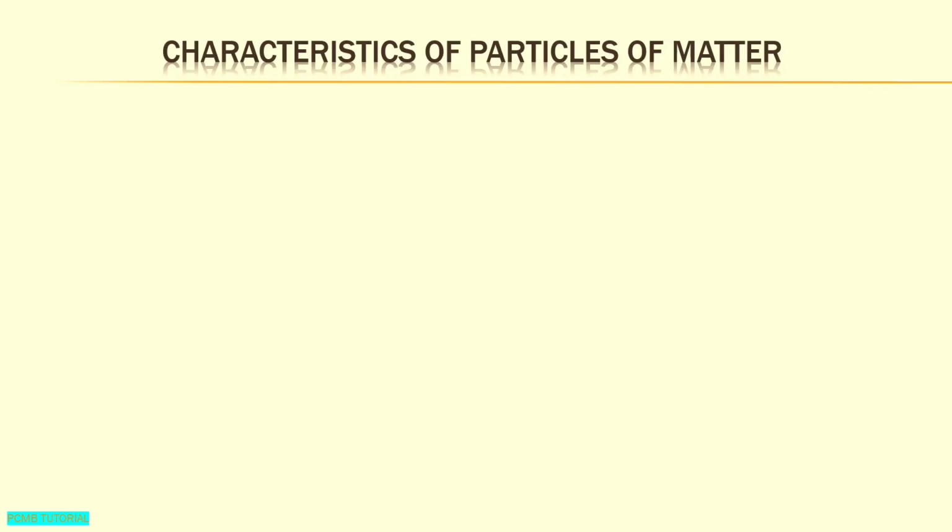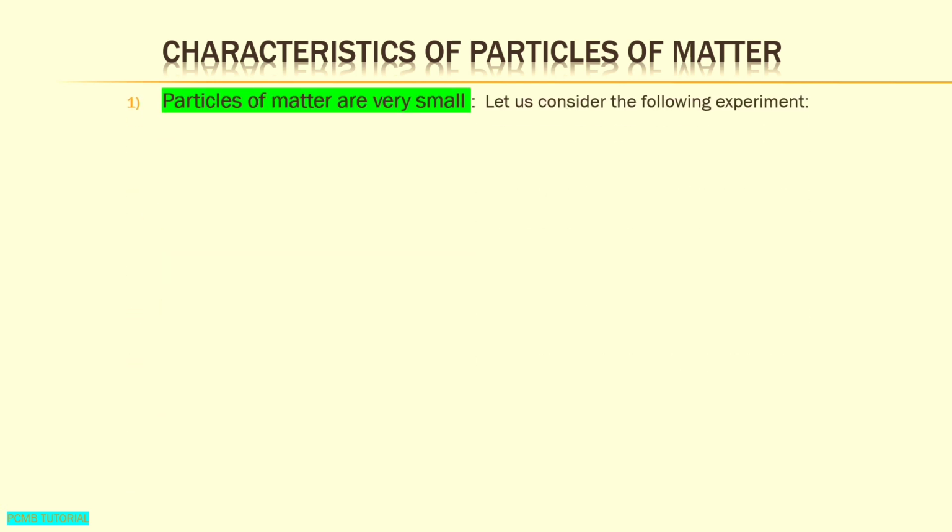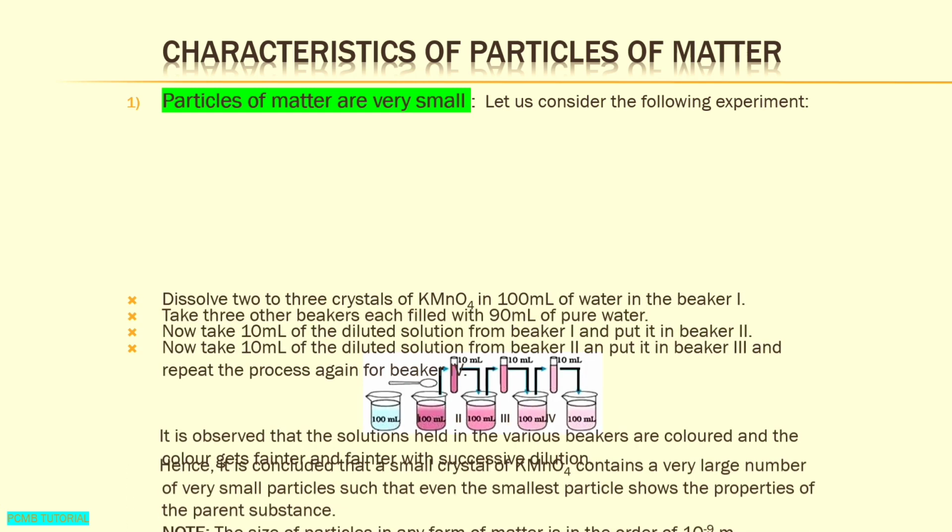Let us come back to matter now. What are the characteristics of particles of matter? Point number 1. Particles of matter are very small. To understand this, look at the experiment on the slide.